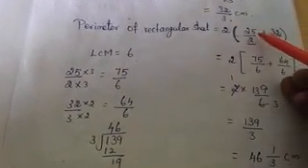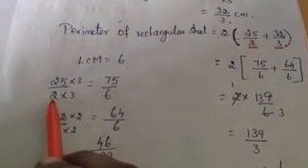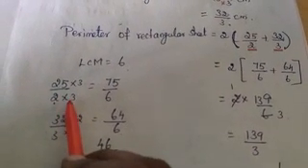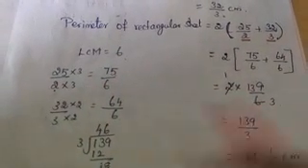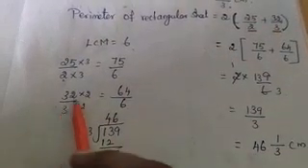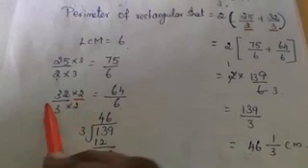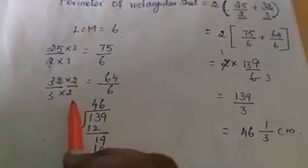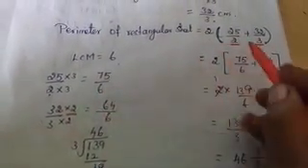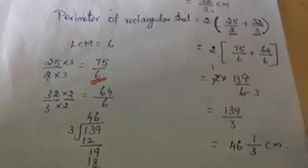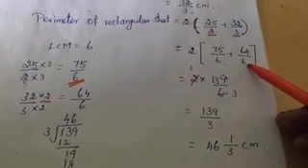So now 25 by 2 should be converted with denominator as 6. If I want the denominator 6, I have to multiply by 3. So 25 multiplied by 3, it is 75. 2 multiplied by 3 is 6. The same way 32 by 3, I have to convert to denominator as 6. So I will multiply by 2. So 32 into 2 is 64 and 3 into 2 is 6. Now we got like fractions. So instead of 25 by 2, I can write the equivalent fraction as 75 by 6 and 32 by 3 becomes 64 by 6.